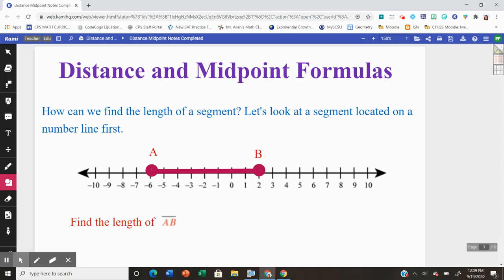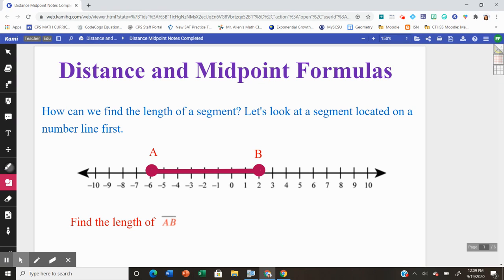So let's take a look at the segment that's down below here. We see a segment AB. How could you find the length of that segment? So we're looking at the segment right now on a number line. So the easiest way to find the length of segment AB is to figure out the difference in the distances between -6 and +2.